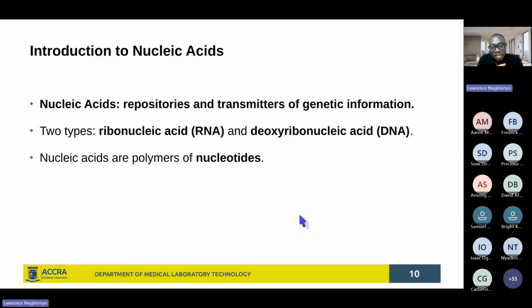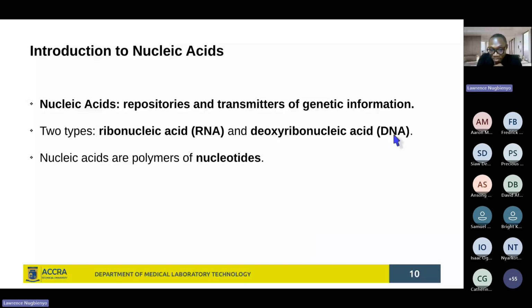These, we call it a storage of genetic information in cells. So they store genetic information and they transfer this genetic information. Genetic information is transferred from parents to offspring by nucleic acids. And you have nucleic acids divided into two main categories: ribonucleic acid, which is RNA, and deoxyribonucleic acid, which is DNA.